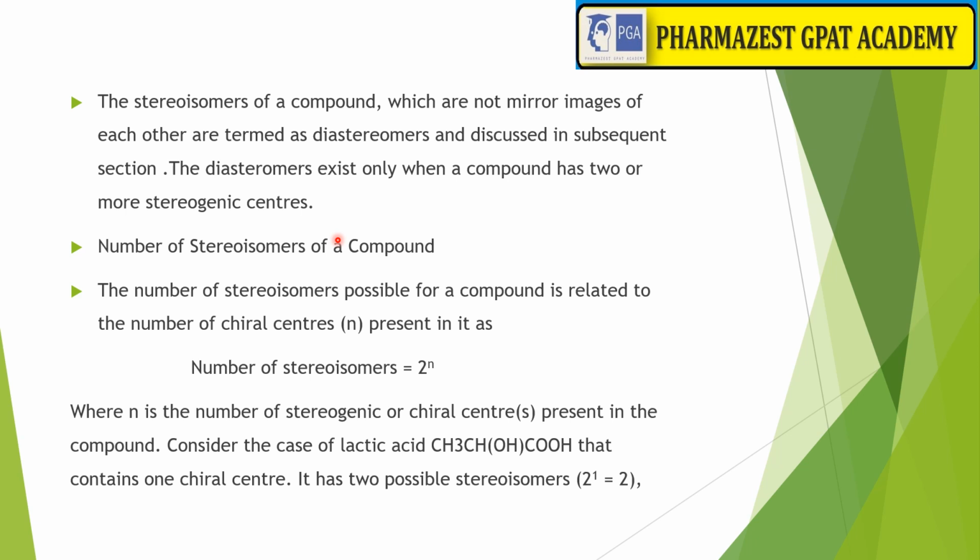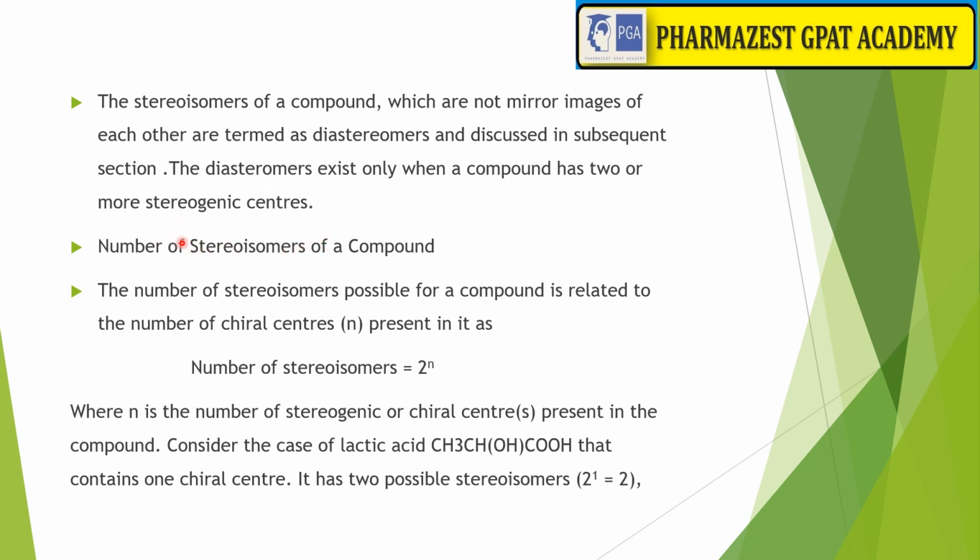Non-superimposable mirror images are enantiomers, whereas diastereomers are not mirror images. Enantiomers contain at least one stereogenic center. Diastereomers exist when there is the possibility of two or more stereogenic centers. Stereogenic centers are nothing but chiral centers.